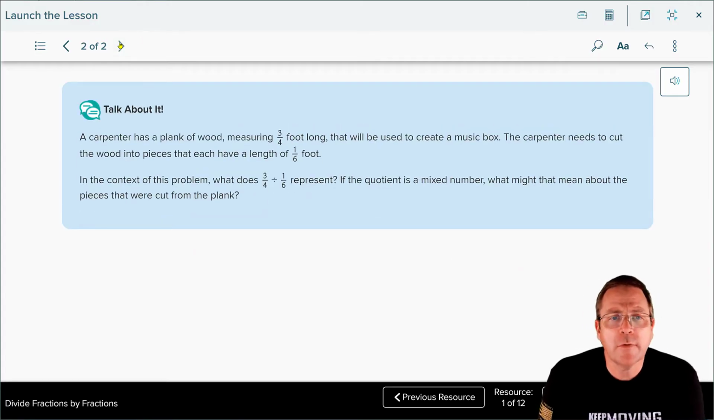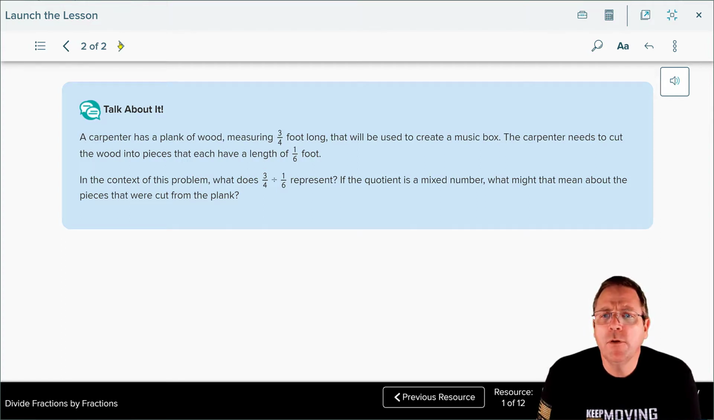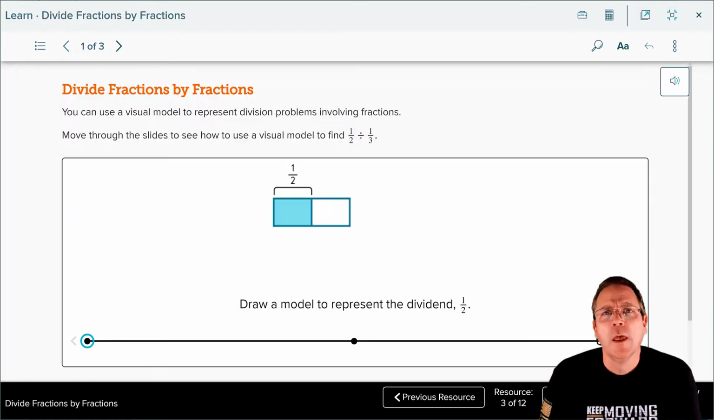A carpenter has a wooden plate measuring 3/4 foot long. He will be using it to create a music box. The carpenter needs to cut the wood into pieces that have a length of 1/6 of a foot. In the context of this problem, what does 3/4 divided by 1/6 represent? If the quotient is a mixed number, what might that mean about the pieces that were cut from the plank? These are the questions we're going to answer in this lesson.